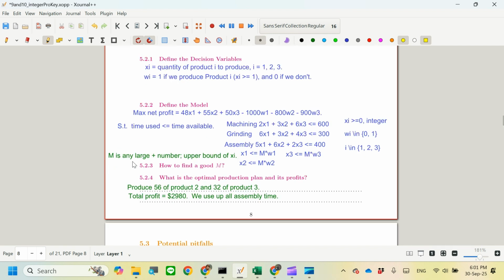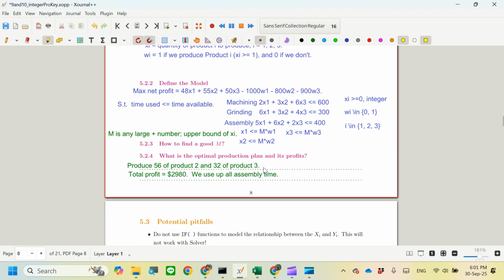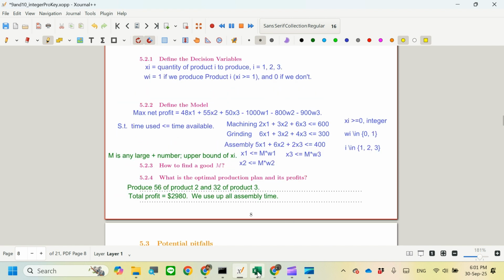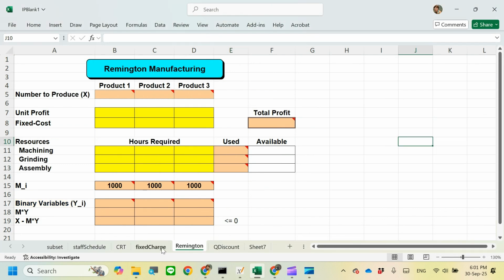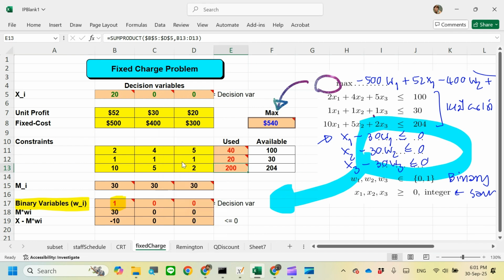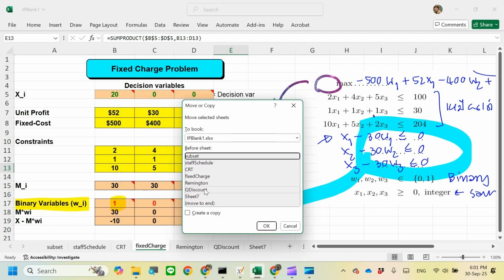And then M can be any large positive number, upper bound of xi. I think I use 100 or 1000 or something. So yeah, you can just try with the numbers. And then I'm not going to solve it for you, but if you do it for yourself on the Excel sheet, you can actually duplicate this sheet, and then like this is the fixed charge. You can duplicate this sheet and then just fill in parameters, because we already did the Excel formulas and solver dialog, so that makes it faster.